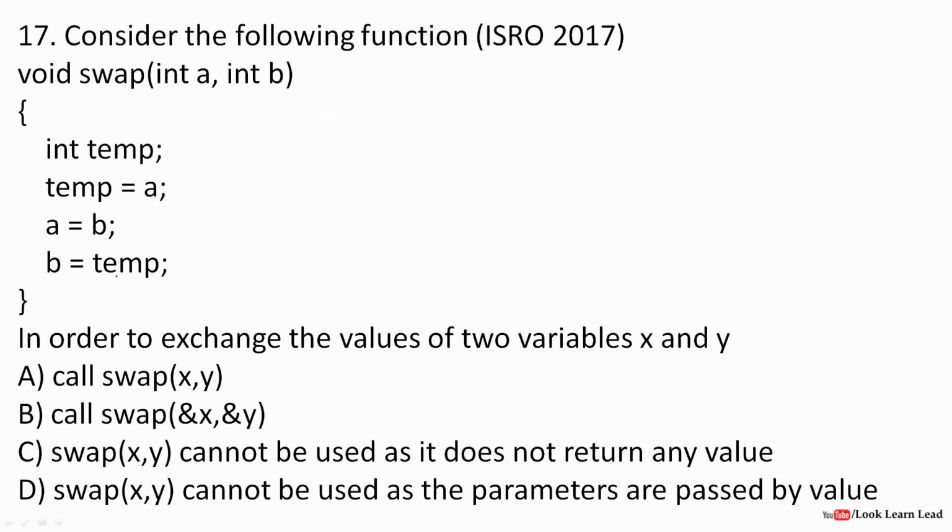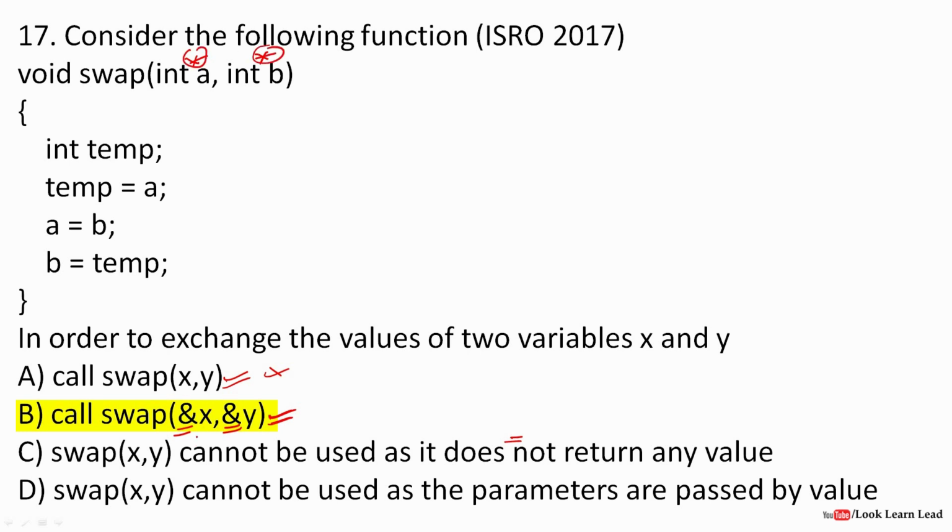Okay, next. Consider the following. So we are swapping. We have integer temp. It is a simple swap function. In order to exchange the values of two variables x and y, how can we call it? In this there is no problem. This is right. In this it is a problem, because if we have ampersand over here, then it should be a pointer variable.